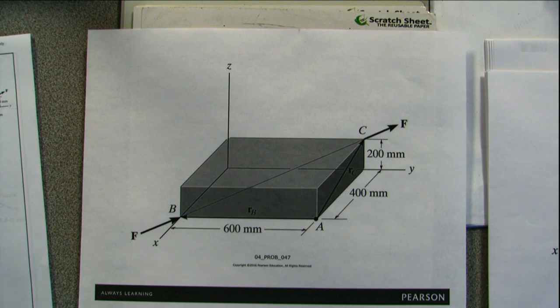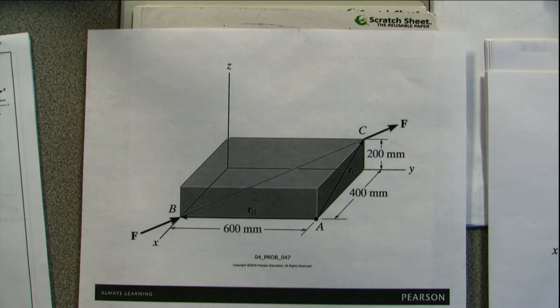Okay, so this is problem 47. We have a force that's going diagonally through the block, and the force has a magnitude of 100 newtons. We want to determine the moment of the force about point A, and we're going to do it two ways: by using RB, and by using RC.